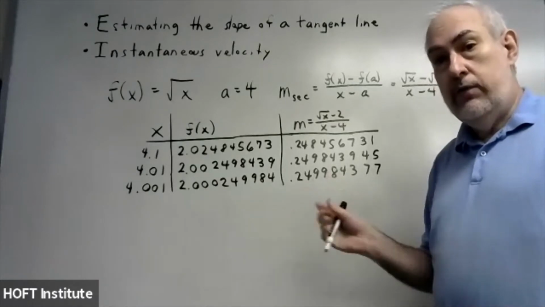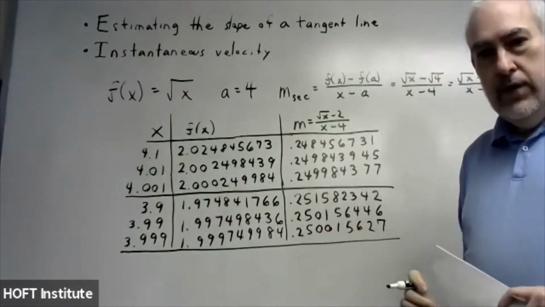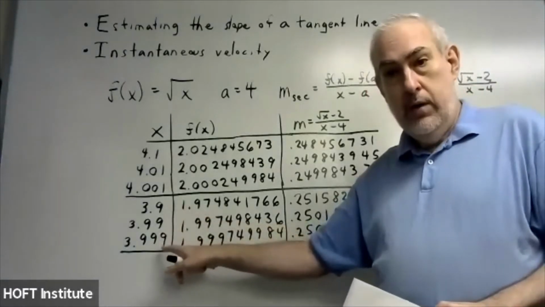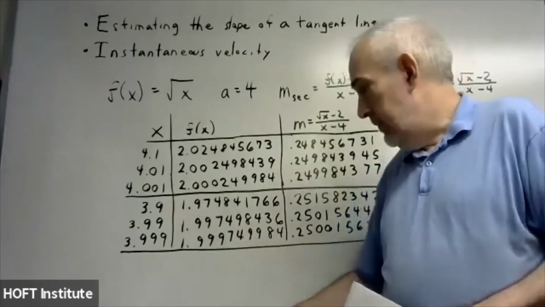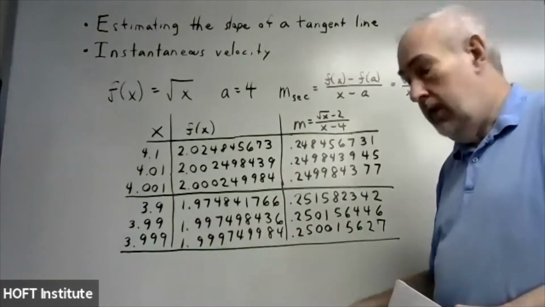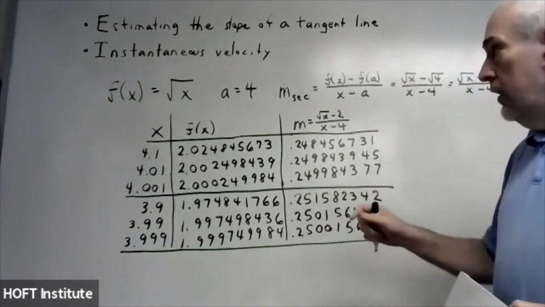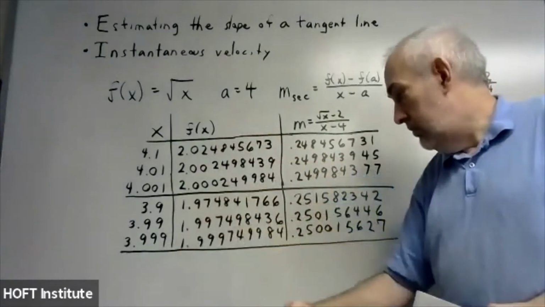So let's check values that are less than 4 now. All right, there we have it. We now have values that are approaching 4, but from the left side, in other words, values that are less than 4. Here's the value of f of x, or square root of x, for each of those points. And here's the value of the slope between x equals 4 and x equals x.